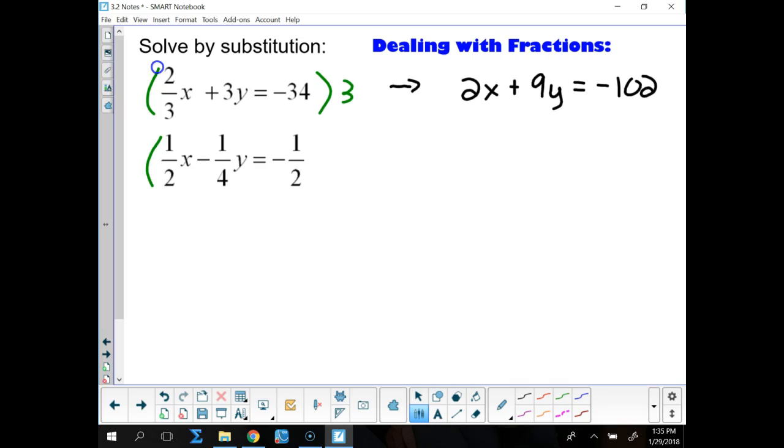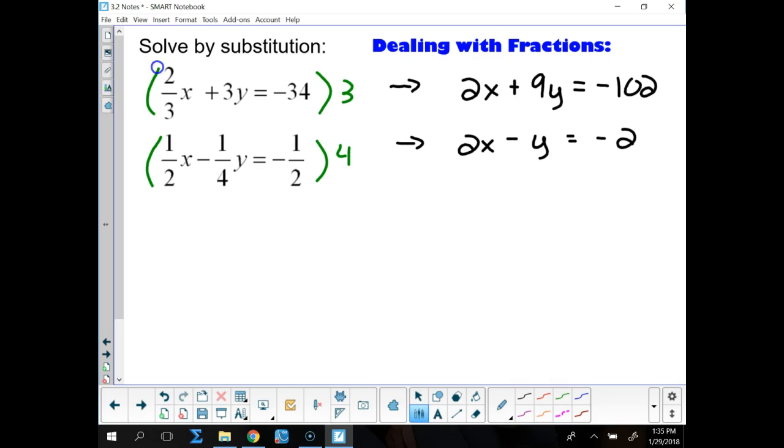This one, I would multiply by 4. That's going to give me 2x minus y equals -2. Okay? Yes?